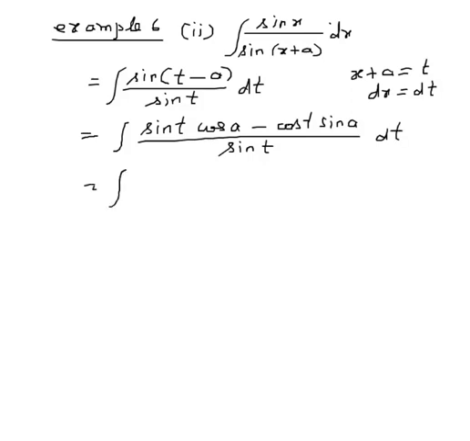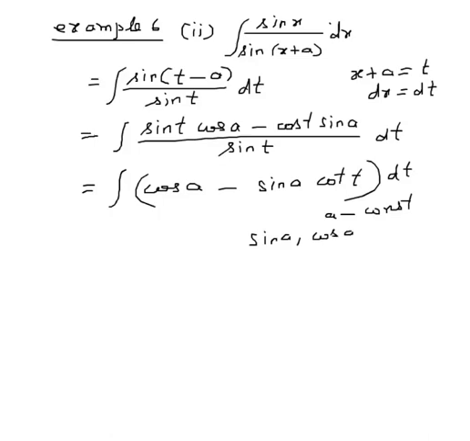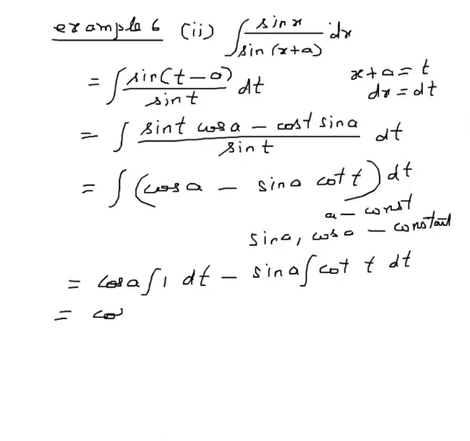Let us divide each term by sine t. Sine t will get cancelled. The first term becomes cos a. And then the second term, cos t divided by sine t, becomes cot t dt. a is a constant. Therefore, sine a and cos a are also constants. Don't integrate cos a and write it as sine a. We will take it outside the integral, so it becomes integral 1 dt, and sine a is also a constant. Take it out. Integral cot t dt. Cos a into t minus sine a. Integral of cot is log of sine t plus c.